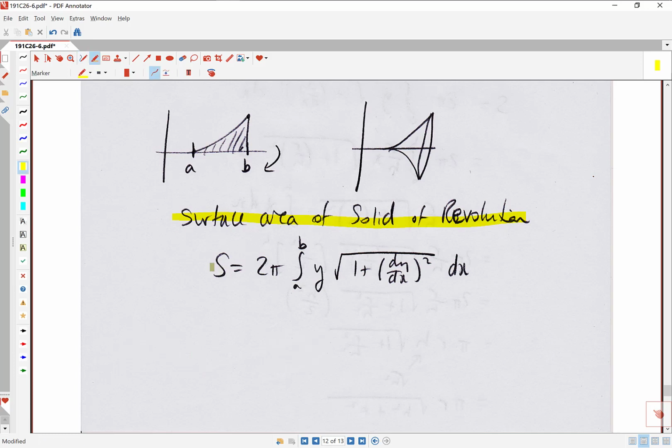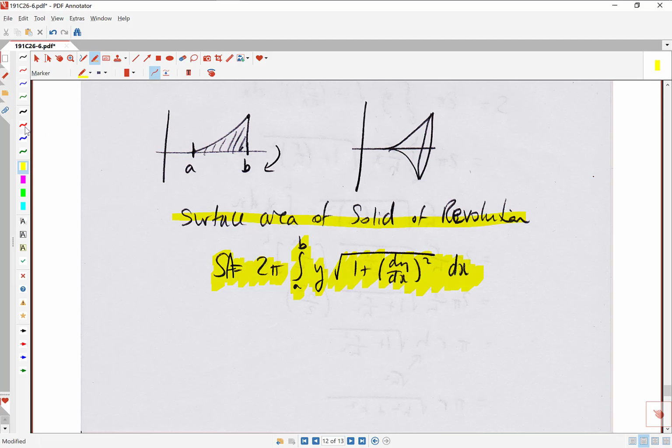So here's the formula, and we'll talk about it from a geometry point of view. We're going to use capital S to represent the surface area. Remember, we used little s for arc length. So capital S for surface area. Sometimes I'll actually write SA just to represent surface area. How you calculate it is you take 2 pi times a certain integral, and what you're integrating is y times the square root of 1 plus the square of dy by dx, times dx.